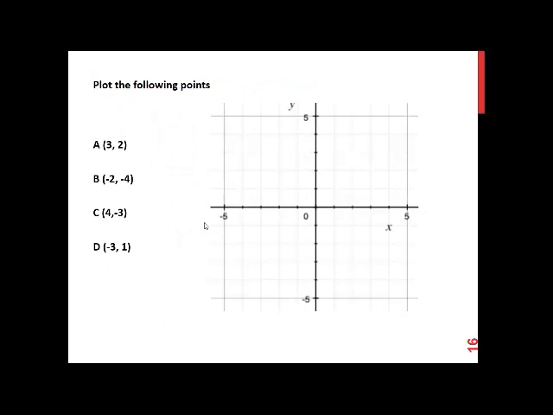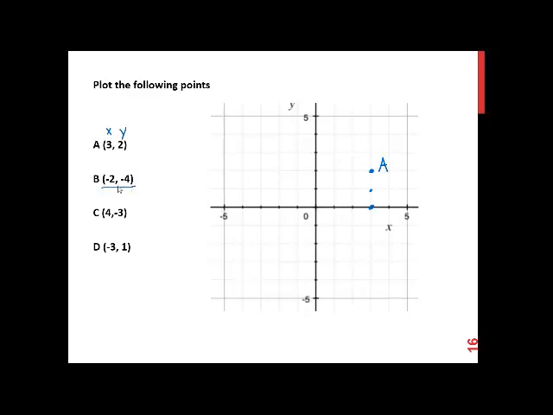So, plot the following points. 3, 2. My x value is going to be 3. My y value is going to be 2. 3, 2 tells me I need to go 1, 2, 3 units to the right and 1, 2 units above the origin. So 3 units to the right of the y-axis, 2 units above the x-axis, and I will label that point A.